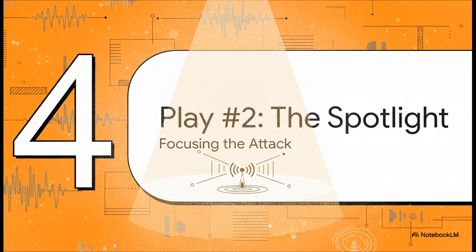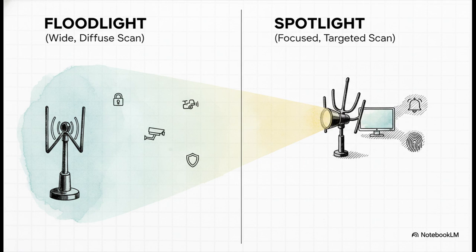Okay, so if the first play was all about being quiet, the second one is all about being incredibly precise. Let's take a look at a technique called the spotlight. And again, the analogy here just makes it click. A normal Wi-Fi antenna, like the one in your router, is kind of like a floodlight. It sprays its signal out in every direction. But an attacker can use something called a directional antenna, which acts just like a spotlight. It creates this super narrow, focused beam of radio energy that points directly at one and only one target.